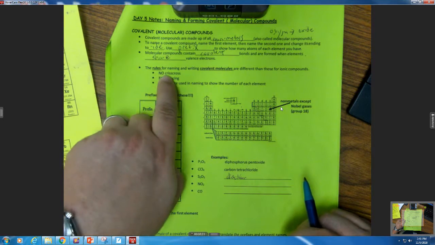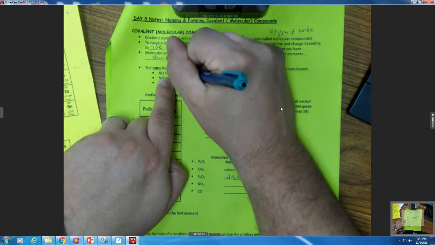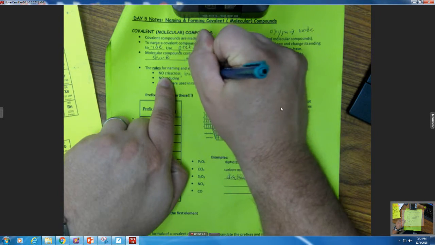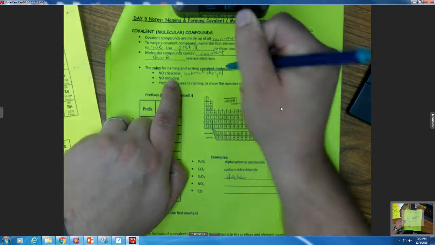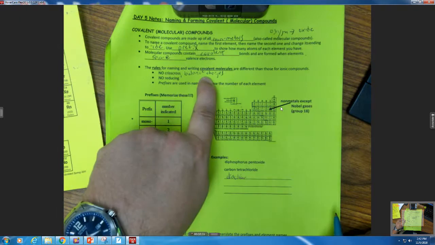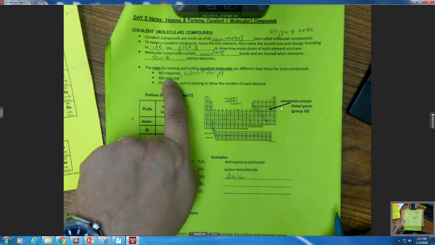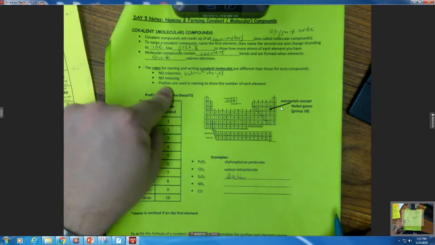But you don't have to crisscross, or you don't have to balance charges with covalent compounds, because really there are no charges. There's no reducing. You don't have to simplify a formula, and you always use prefixes.